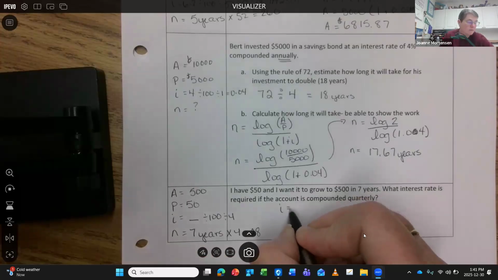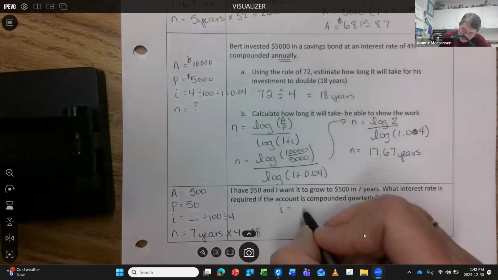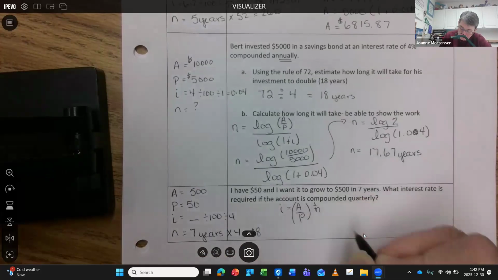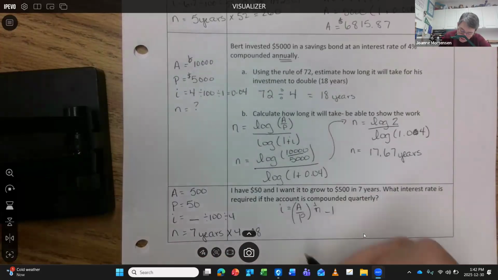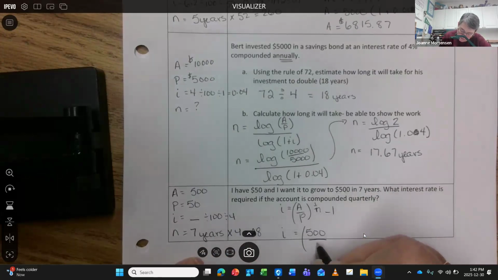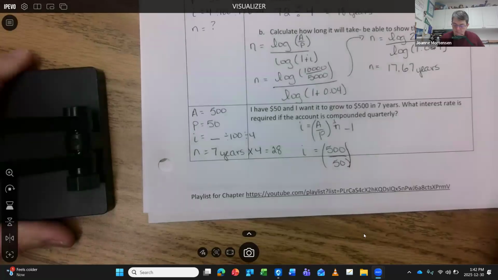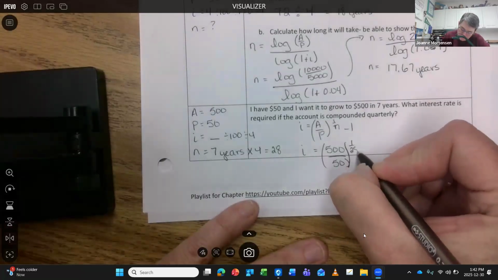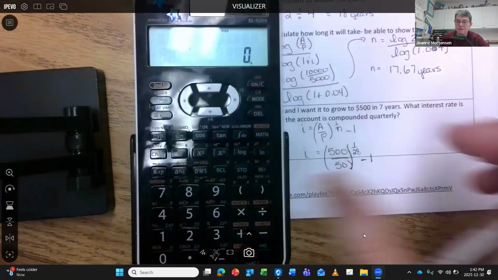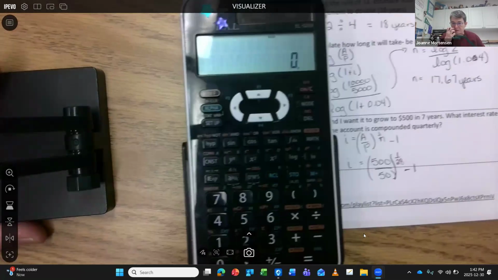Now I is equal to, not gonna lie, I want to get my formula to make sure I got it right. It's A over P to the 1 over N, minus 1. That seems right. So interest is equal to 500 over 50. Oops. Sorry, move that down. 1 over 28 minus 1. Okay. Nope. Scoot it over. Scoot everything over. That didn't work.